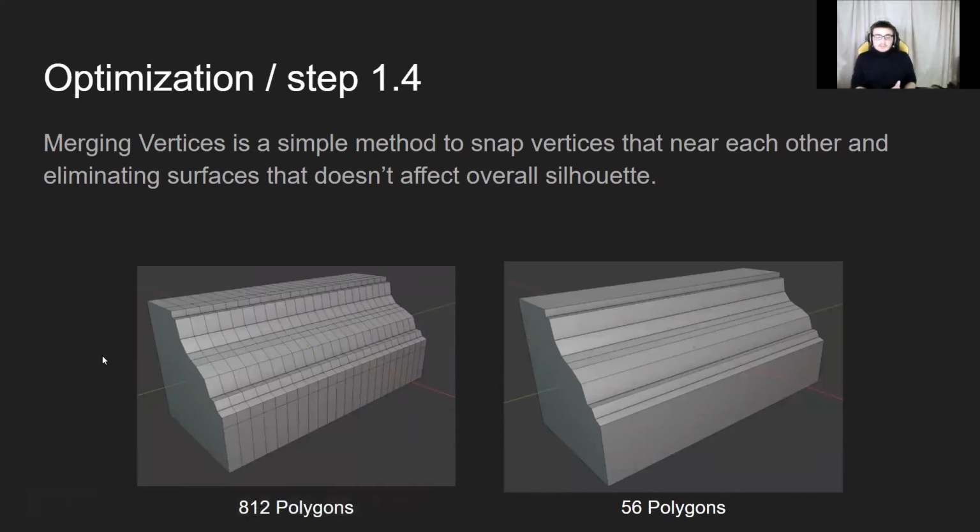Okay, so we have another approach here: merging vertices. Merging vertices is a simple method to snap vertices that are near each other and eliminate surfaces that don't affect the overall silhouette. So let's say you have this corner in your building, underneath the wall, and it has 812 polygons. Why 800 polygons here? Because we have these cross intersections, which we don't need. We are just eliminating them, which doesn't affect the silhouette. And we get this result, which is 56 polygons, a huge difference. Merging vertices is something you will go for, but it's not always an option.